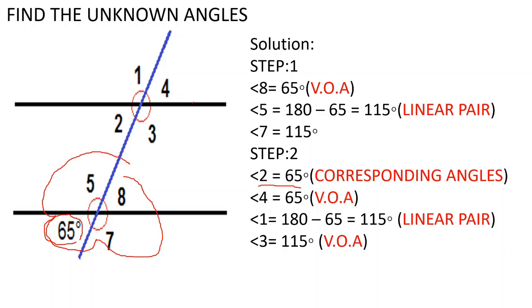So angle 4 will be equal to vertically opposite angle, which is equal to 65 degrees, and again angle 1 will be equal to, by linear pair, 115 degrees. Again angle 3 will be equal to vertically opposite angle, which is 115. You can also use alternate interior and alternate exterior, any other property, but this is the easiest way of finding the angles. First use vertically opposite and linear pair wherever one angle is given over there. After that you can complete the first circle, then move on to the second part. In this way you can find these angles.